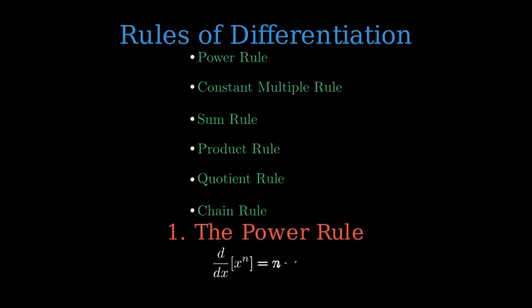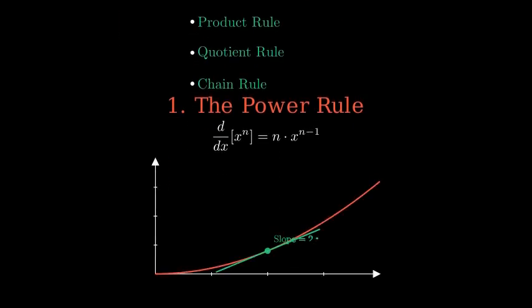The power rule states that if we have a function f of x equals x raised to the power n, where n is any real number, then the derivative of x to the power n equals n times x to the power n minus 1. The intuition behind this rule is that when you raise x to a power n, each time you increase x by a small amount, the rate of change grows roughly like n times x to 1 less power.